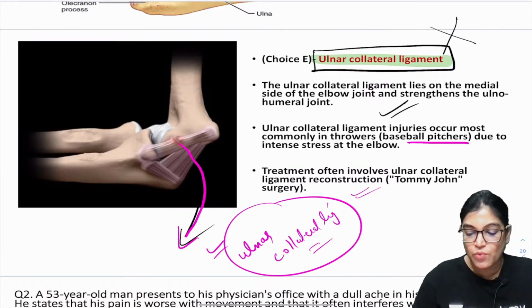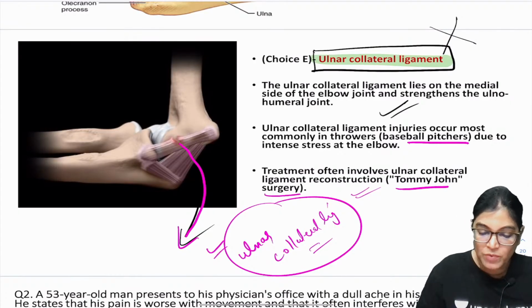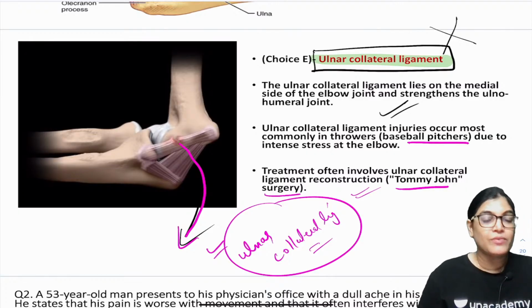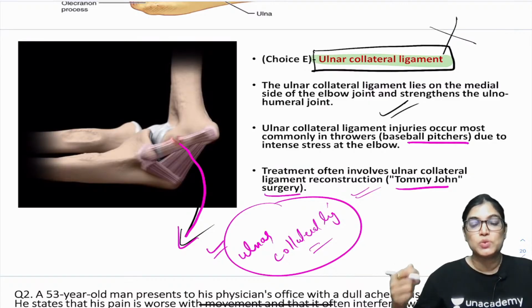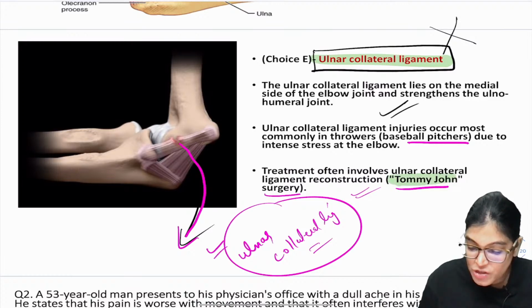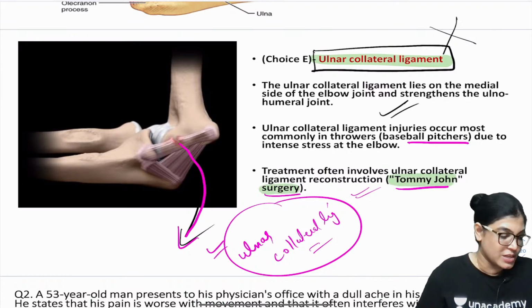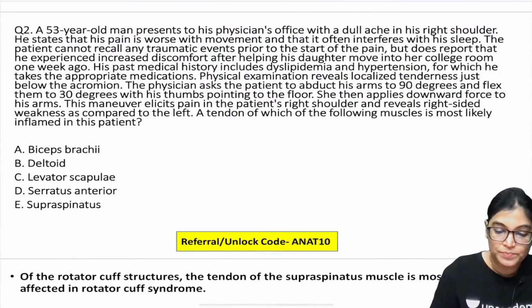And the treatment involved for the ulnar collateral ligament reconstruction is given a very particular name. So I just want to share the name of this surgery. Whenever there is injury of the ulnar collateral ligament, the surgeon will suture it and try to do the operation so that the integrity of the ulnar collateral ligament is regained. That operation is called Tommy John surgery. Tommy John surgery. Yes, got it dear? Very good. Okay, now let's move on to the next MCQ.